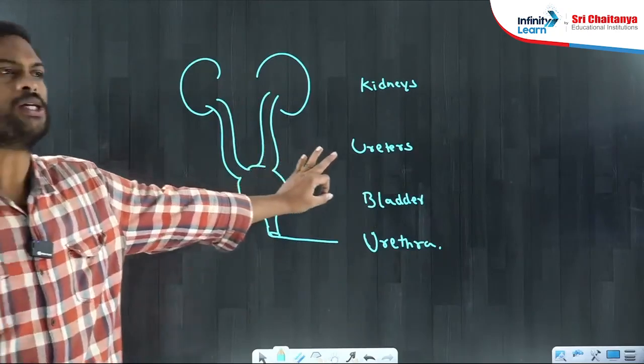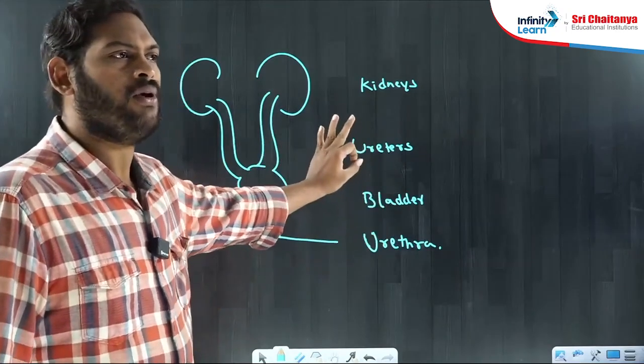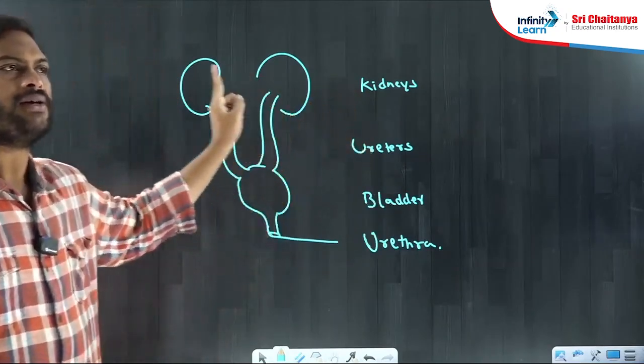These four components comprise the human excretory system.